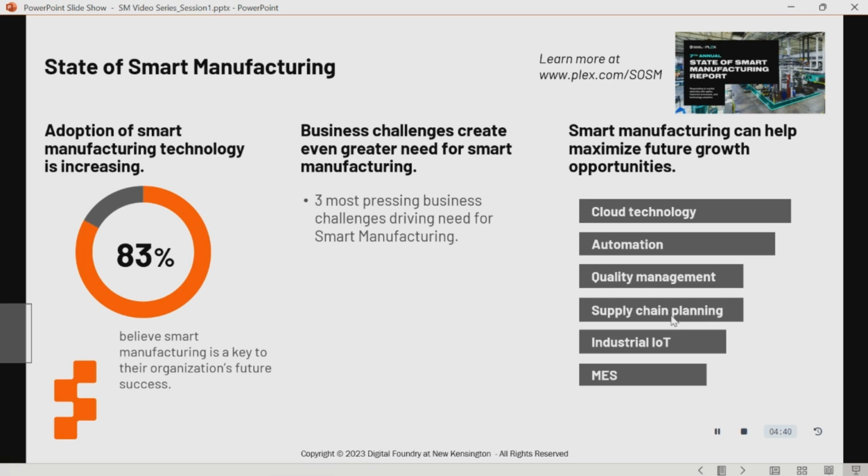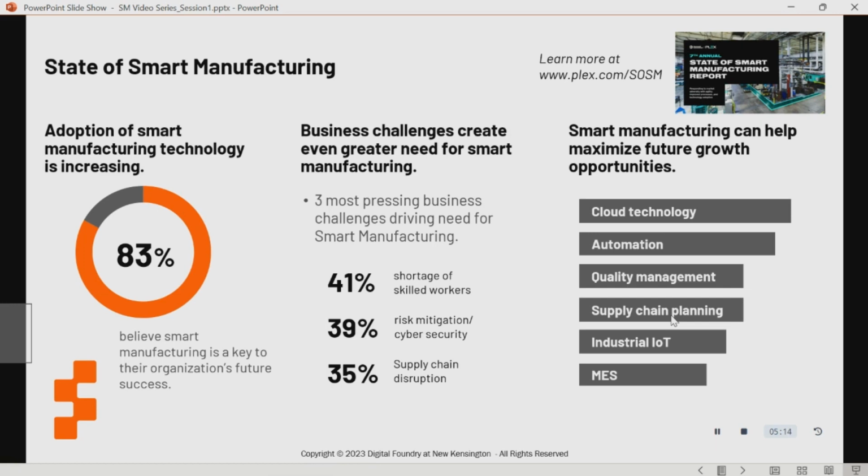When you ask about what are the key business challenges that have created the need or the drive towards looking at smart manufacturing, the three most pressing business challenges that were driving the need for smart manufacturing were shortage of skilled workers, risk mitigation and cybersecurity, and supply chain disruption. Many of these things were just exaggerated during the pandemic and post-pandemic era that we find ourselves in.